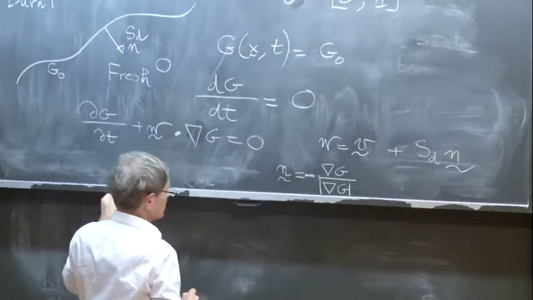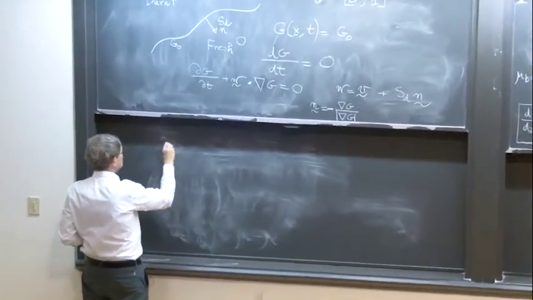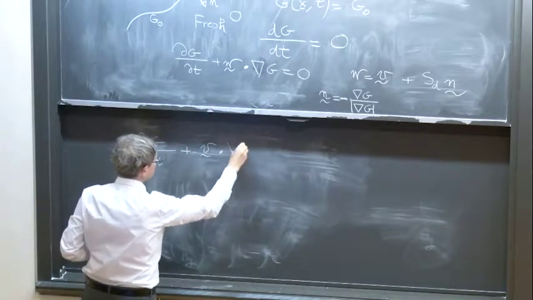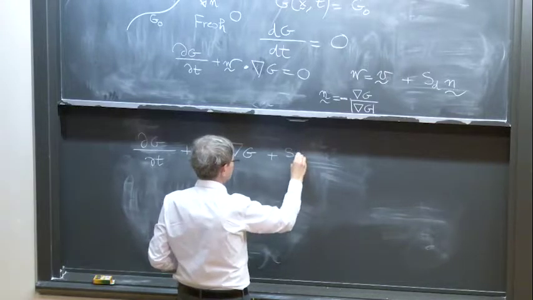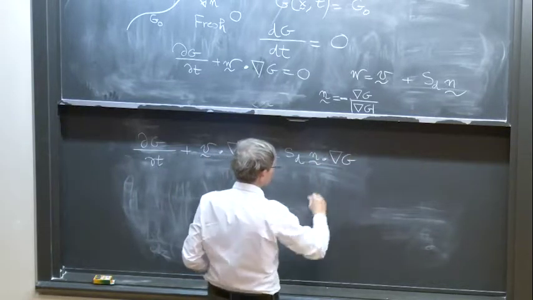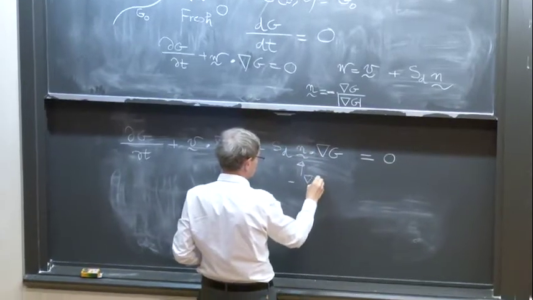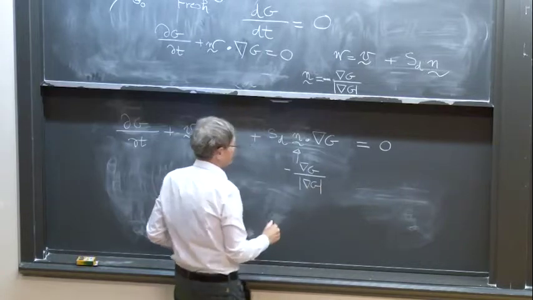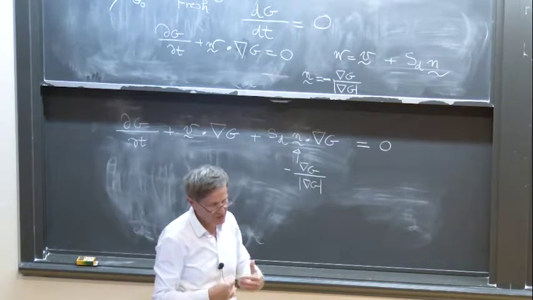So now, what is the equation? How does it look? You take W, so you have dG/dt plus V scalar grad G plus S_D times N scalar grad G is equal to 0. And N here is minus gradient of G divided by the modulus of gradient of G. S_D is your normal burning velocity? It's the laminar burning velocity. It's the burning velocity. We call it displacement velocity.